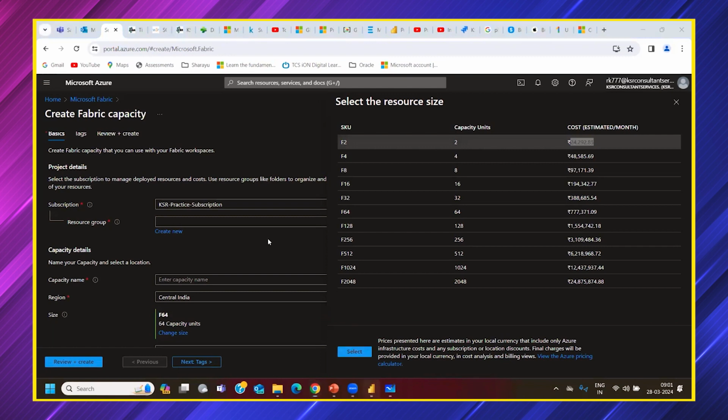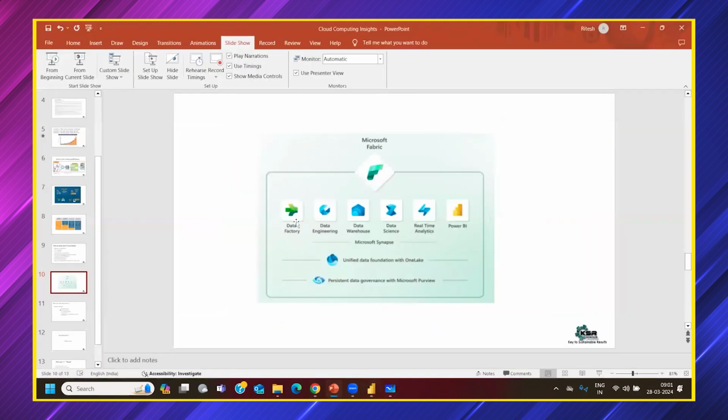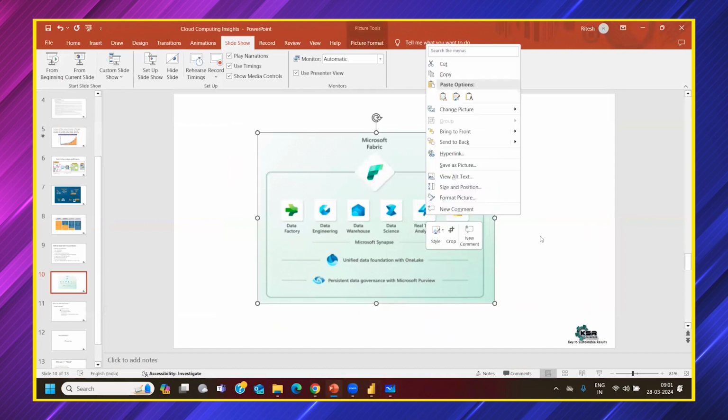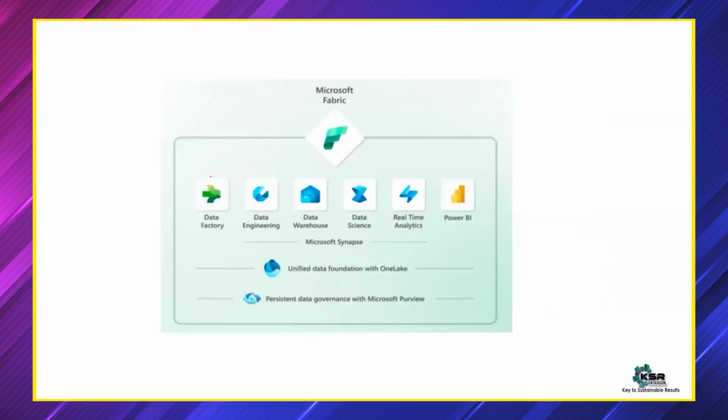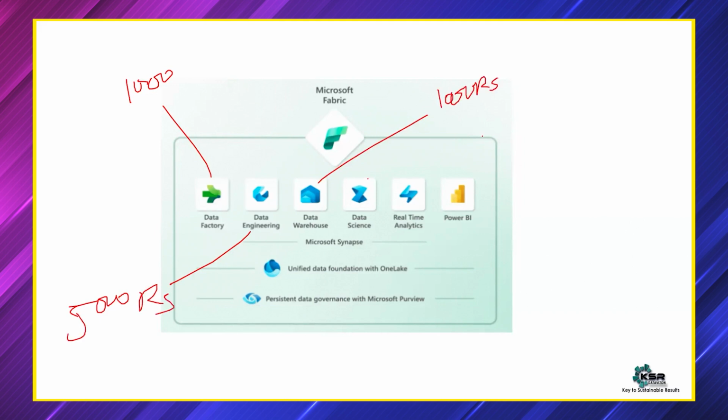Whereas all these services which are available in Fabric, if you use them independently, for Azure Data Factory, maximum you can spend 1,000 rupees per month. If you're using Azure Data Engineering, you can spend a maximum of 5,000 rupees per month. Even data warehouse, you can spend 1,000 rupees per month. If you're using data science, again, 5,000 rupees per month.